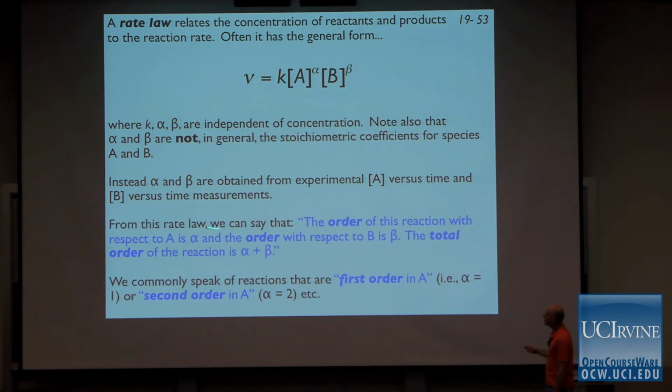Instead, alpha and beta are obtained in experiments. So from this rate law, we can say the order of this reaction with respect to A is alpha, and the order with respect to B is beta. That's what that means. So there's an order with respect to all of the chemical species in this reaction. If I say the order with respect to A is alpha, the reaction is first order with respect to A, or second order, that means alpha is 1 or 2. We commonly speak of reactions that are first order in A, that means alpha equals 1, or second order in A, that means alpha equals 2. And the total order of the reaction is alpha plus beta. That's the overall order, the sum of those exponents.